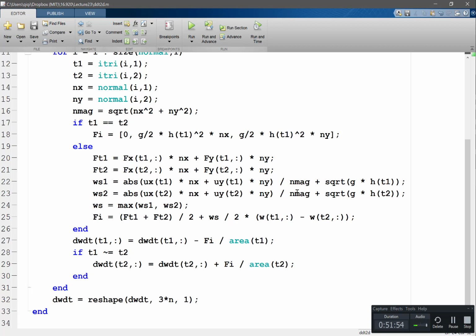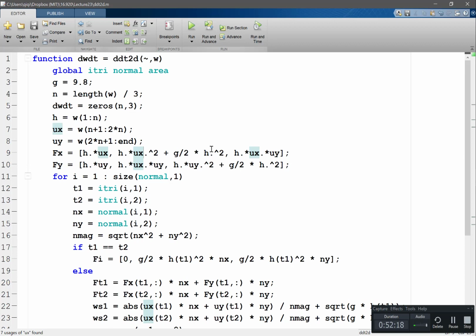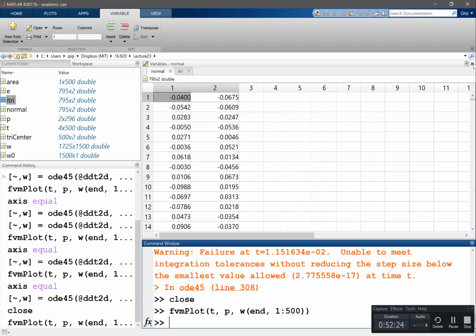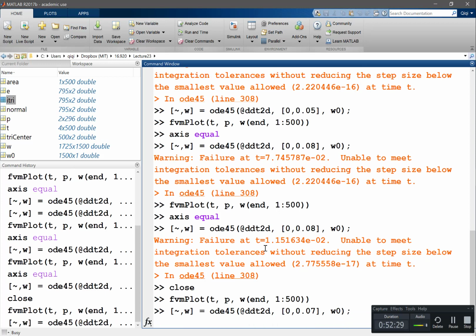Divide by normal magnitude, square root. And you see here is also okay. So let me try again on this computation. Let's try 0.07 to see if it works.